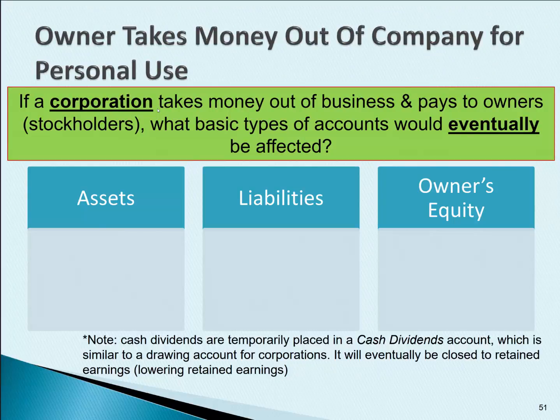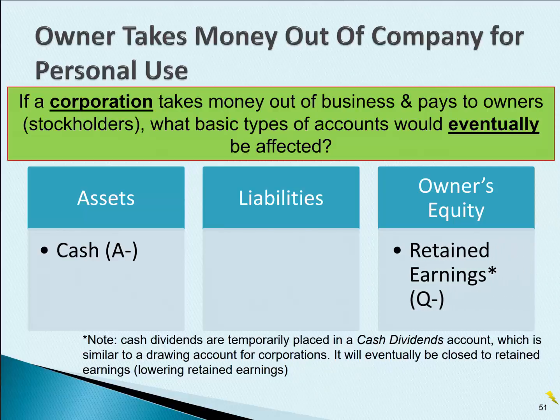So for a corporation, cash, of course, would be going down. And then eventually, the account that will be affected is retained earnings. Remember, my definition of retained earnings is past profits that have not yet been paid out in the form of dividends. So if we do pay a dividend, then the retained earnings has to decrease. Now, technically, as we'll find out later, when we declare a dividend, it's going to go into a cash dividends account, but that will be closed to the retained earnings account. So cash dividends is similar to the drawing account.